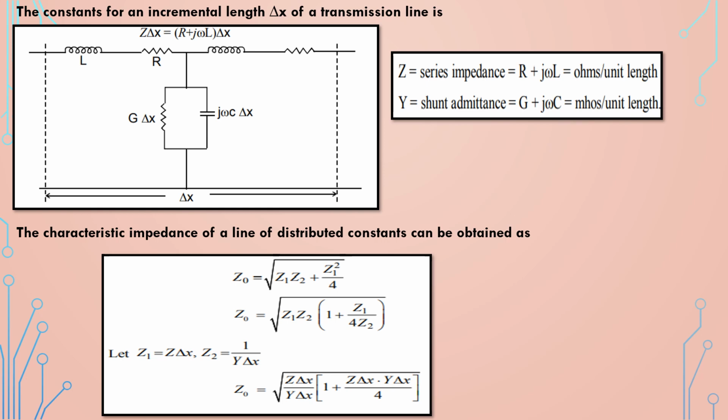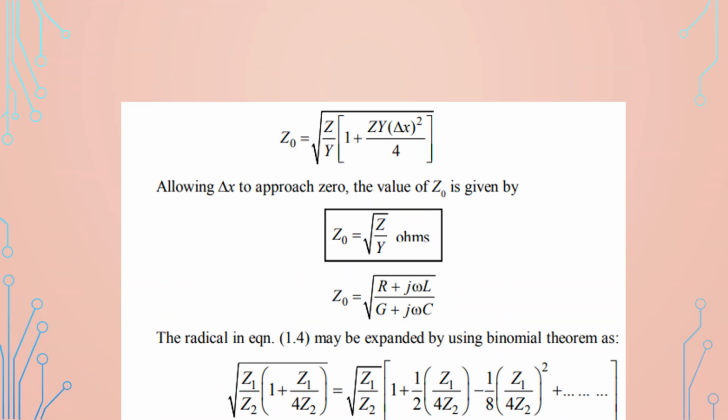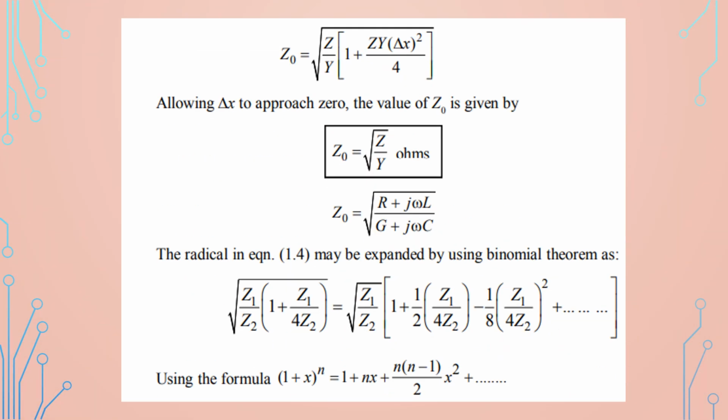So when I substitute it, this del X gets cancelled. So my Z0 is nothing but square root of Z by Y into 1 plus Z Y into del X the whole square by 4. If del X approaches 0, what will happen to the second term? The second term will vanish. So what will I have? Z0 is equal to square root of Z by Y. What is Z? R plus j omega L. Y is G plus j omega C. So what I get is Z0 equal to square root of R plus j omega L by G plus j omega C.